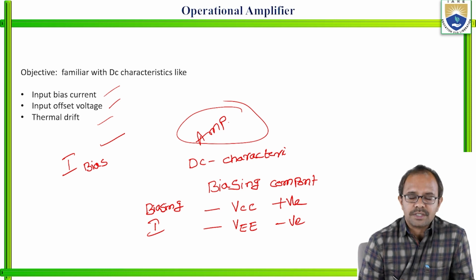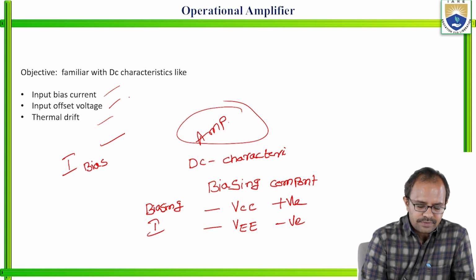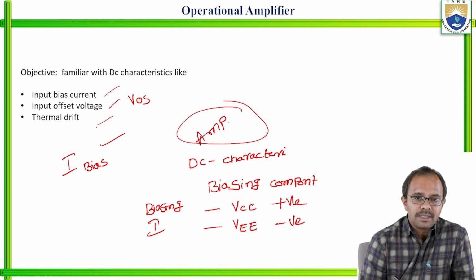And the next one is the offset voltage, VOS, the offset voltage we are going to see. And the next one is the thermal drift.